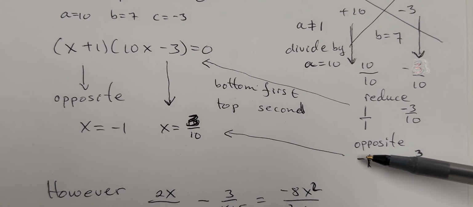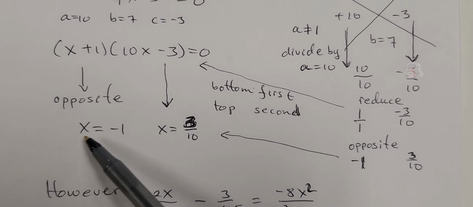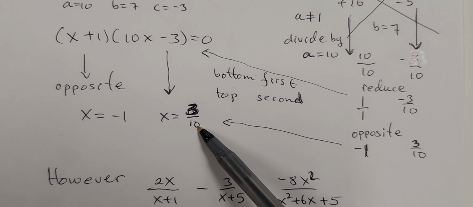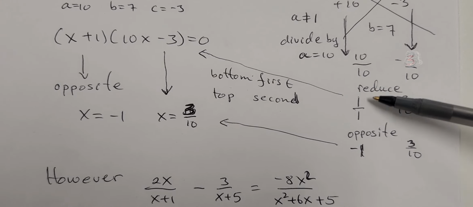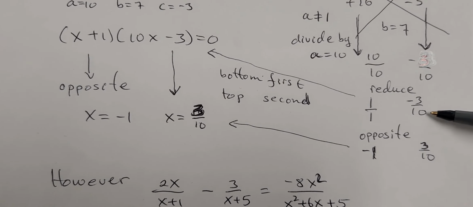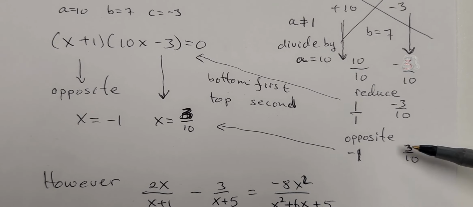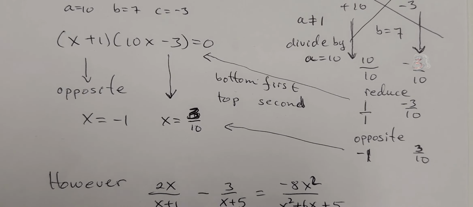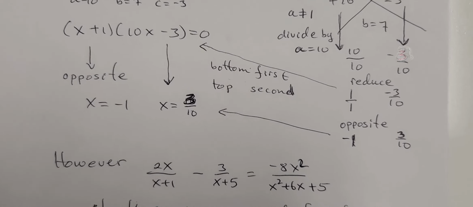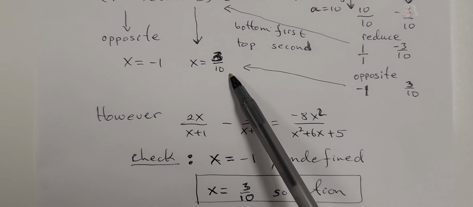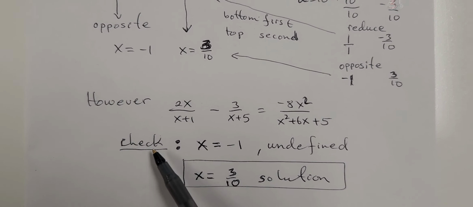So this is my answer right here, which is exactly what I have over here as well. Again, since I'm solving, I want the opposite. So after you reduce, take the opposite, and same here as well. So that will become our answer, which is exactly what I have here. Okay, so be very careful. However, even though we have two answers, we have to check.